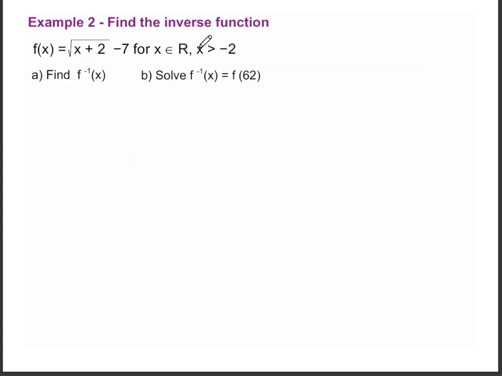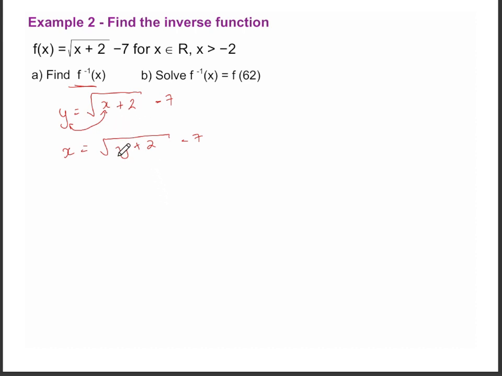Next, find the inverse function of this. So f of x is root of x plus 2 minus 7. As we said, if you want to find your inverse, you make it y equals root x plus 2 minus 7, then you make x the subject. Or other people like to switch up the x and the y first. So we have x equals root y plus 2 minus 7, and then we make y the subject.